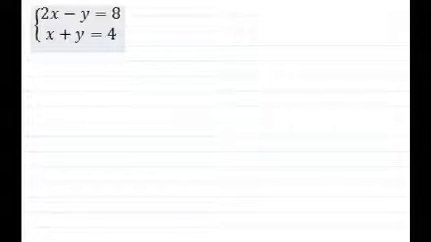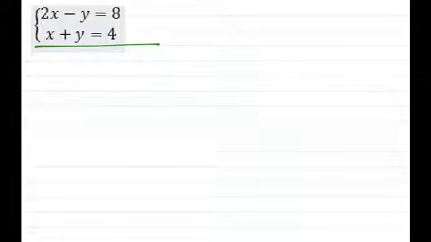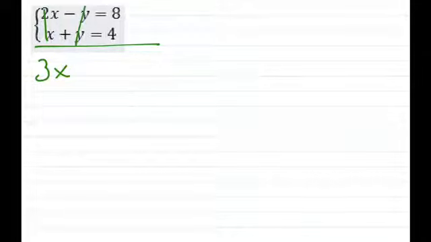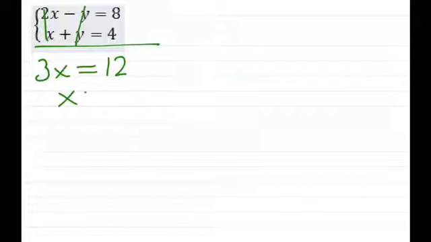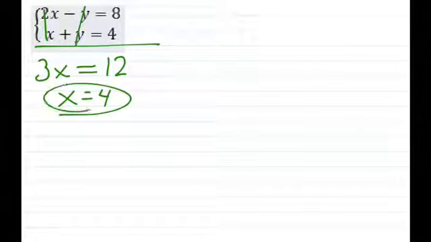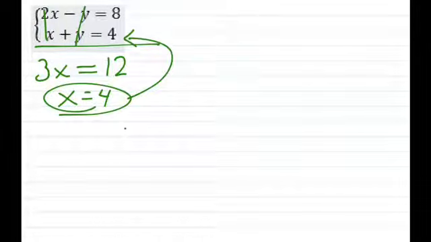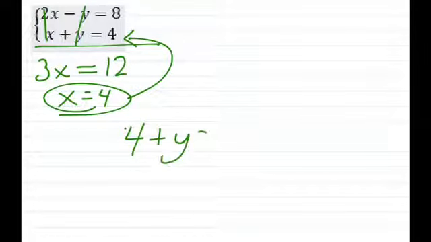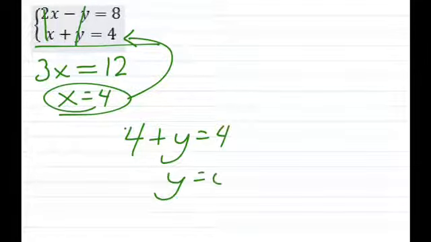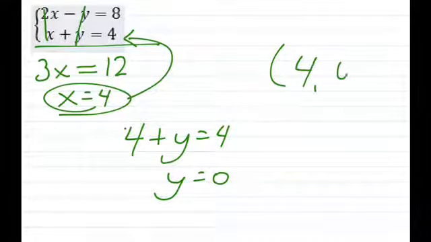We're going to take the same system and we'll use elimination. So to do that, we are going to add these two equations together. So 2x and x is 3x. Negative y plus y is gone, eliminated. 8 plus 4 is 12, and so x is equal to 4. I'm going to take that, we'll find y. So 4 plus y is equal to 4, and so y would have to be 0. That means my solution is 4, 0.